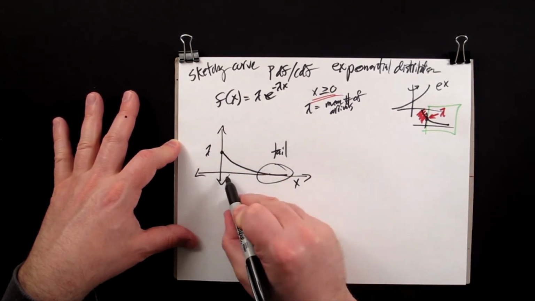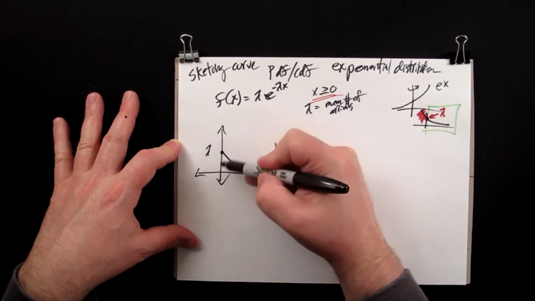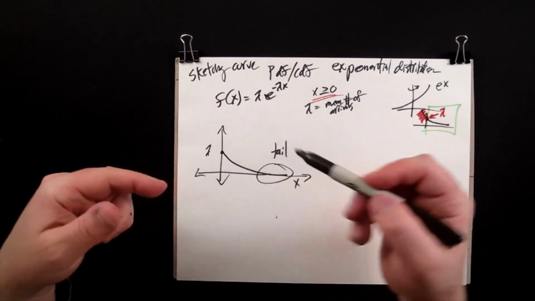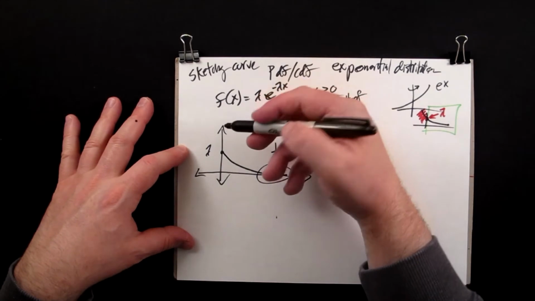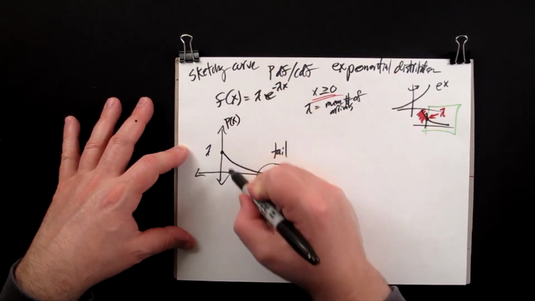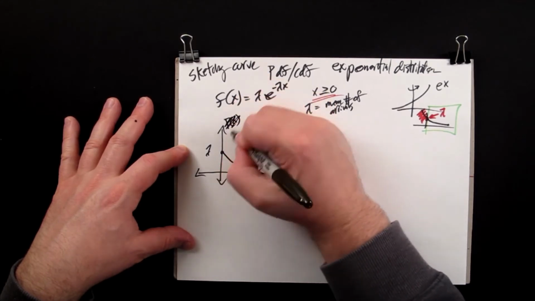So remember, the x-axis is your observation. So this is the length between arrivals. So it's the time between arrivals. And this is your chance that that particular observation happens. Sorry, f of x.